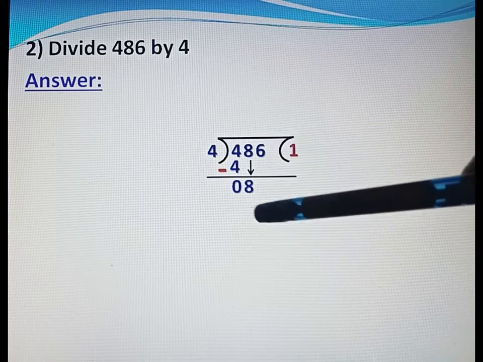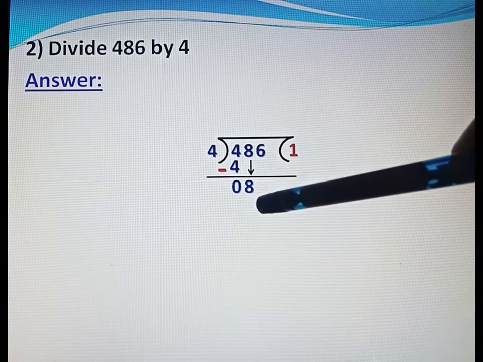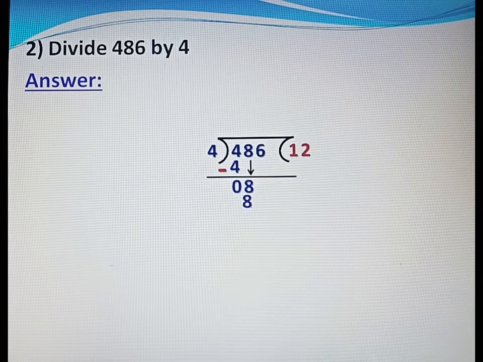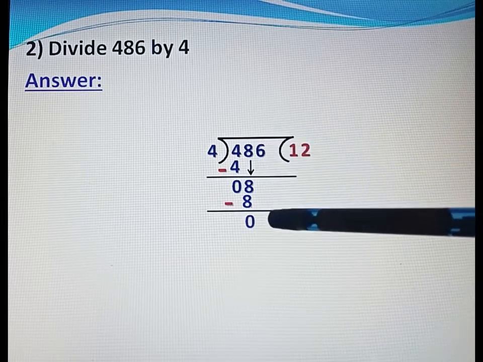Now again we will multiply so that it is equal to 8 or less than 8. It should not be greater than 8. Multiply 4 by 2, 4 2 ja 8, and then we will do subtraction. 8 minus 8 0. Again we will take next number, that is 6 here.